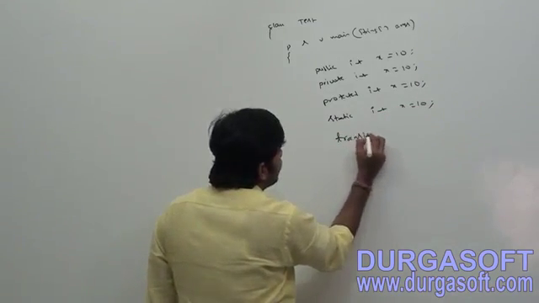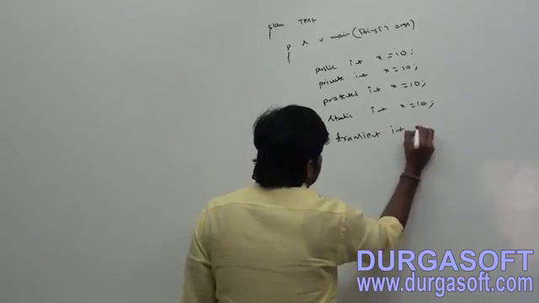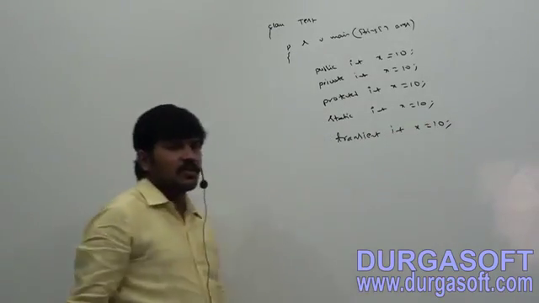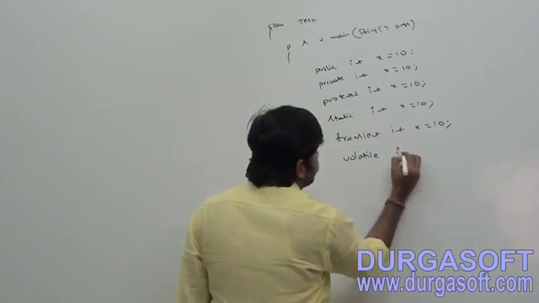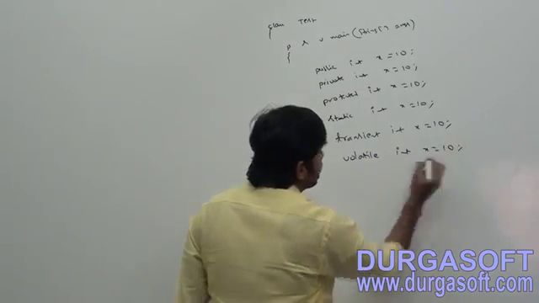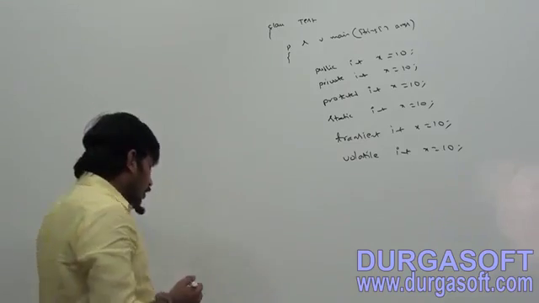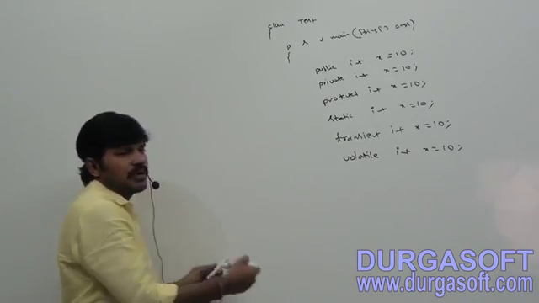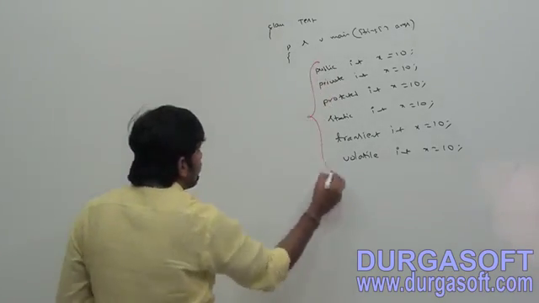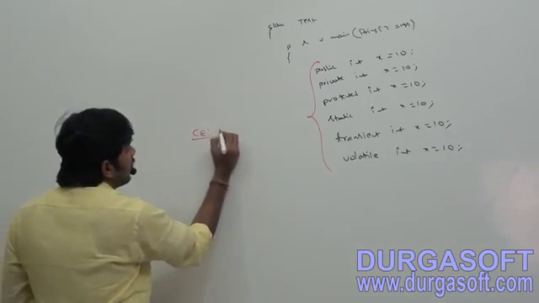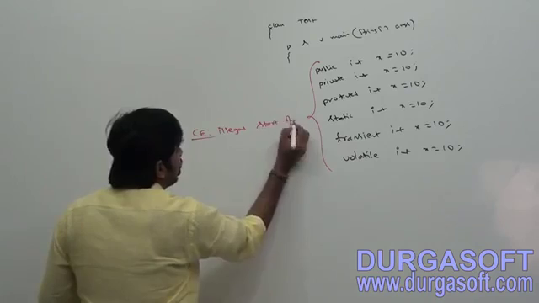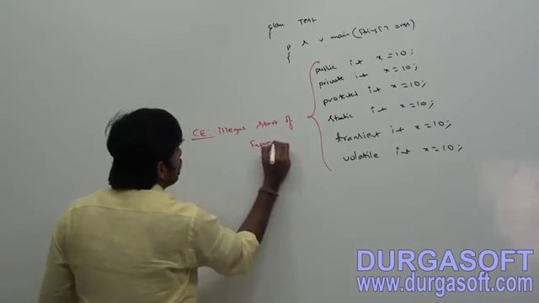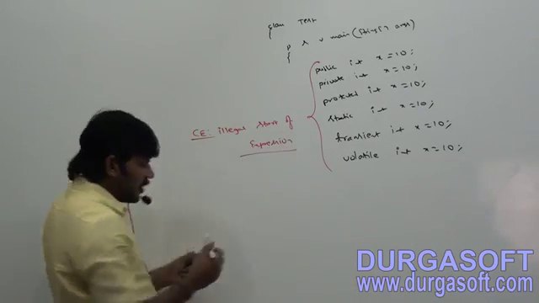Transient int x is equal to 10. Volatile int x is equal to 10. Sir, in all these cases, we are going to get a compile-time error saying illegal start of expression. This is the compile-time error we will get by default.